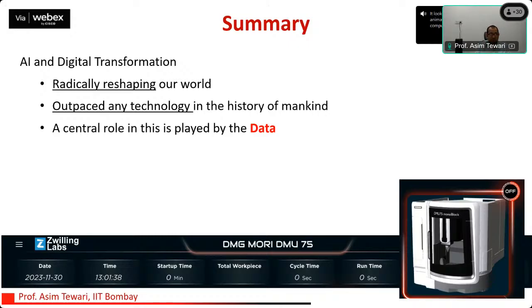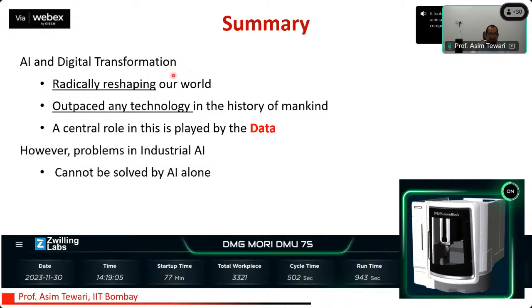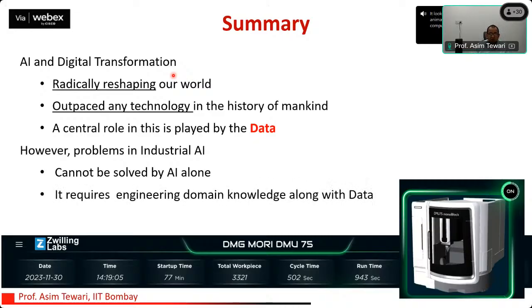AI and digital transformation is radically reshaping our world, and our world is changing extremely fast. The technology is changing so fast that there is no technology in the history of mankind which has grown so fast. And in all of this, the central role will be played by data. Now, having said that, there are aspects where industrial AI cannot be solved just by industrial understanding, because the data is not enough. That's where you would require engineering domain knowledge along with data. And that is how you create expert agentic AI.